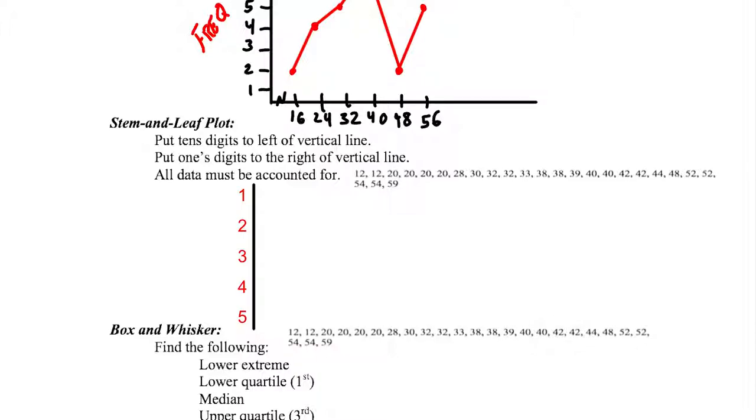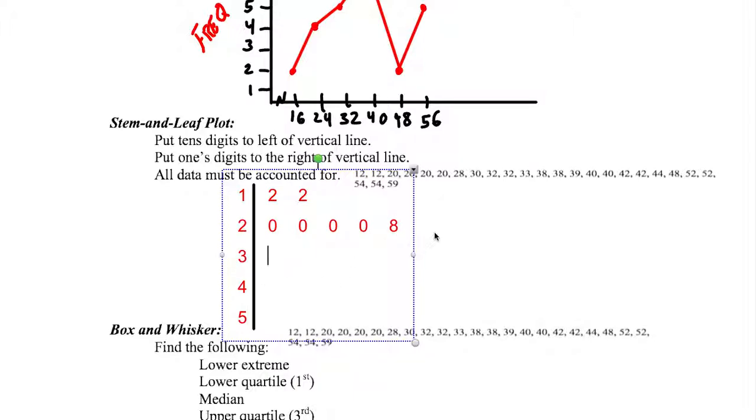So notice with this set of data here, I have 12, 12, 20, 20, 20, 20, 28, 30, 32, etc. What I can do is group everything that is in the tens together. So those two 12s, I'm going to say this is 10 and two ones, 10 and two ones. And I read this as 12 and 12. For the 20s, that's two 10s and 0 ones, 0 ones, 0 ones, 0 ones, 8 ones. Now you can see I have 20, 20, 20, 20, 28, just as in the data up above.